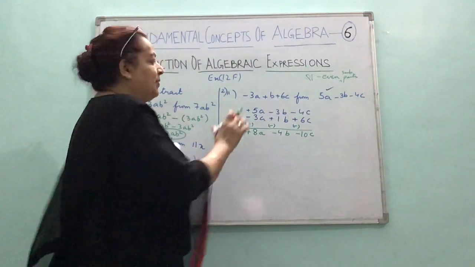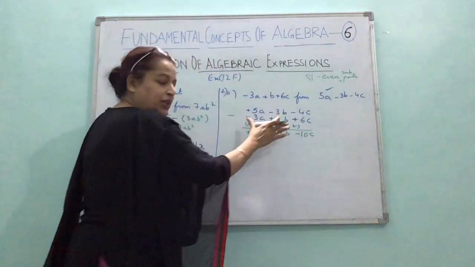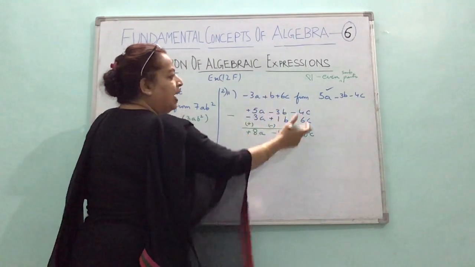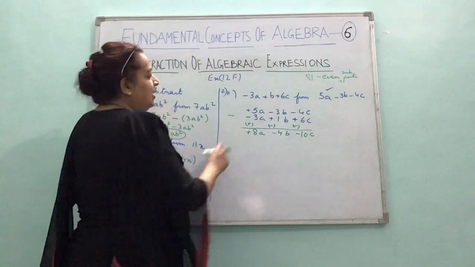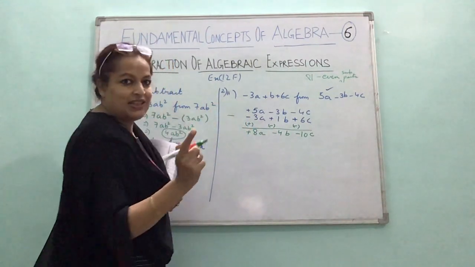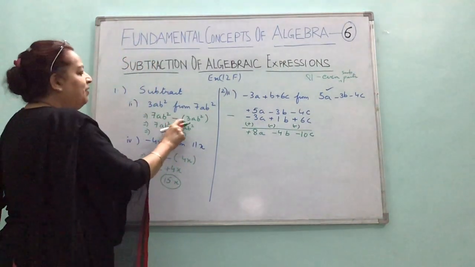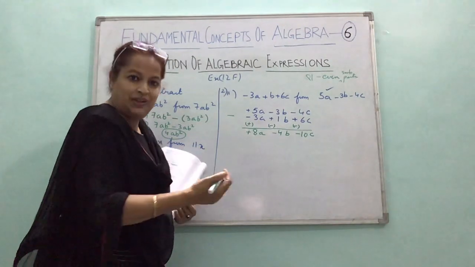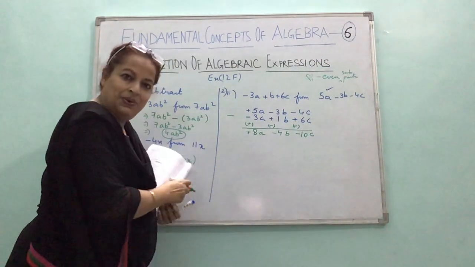Once again, children, in the column method, the expression from which you have to subtract is written first, and then the other one. Remember the rule, like term underneath the like term, that rule is the same as addition. Then we change the sign; subtraction, this is the only difference. We change the sign and add, because actually we just add the additive inverse, right? So you will be able to subtract. This is how you do it.